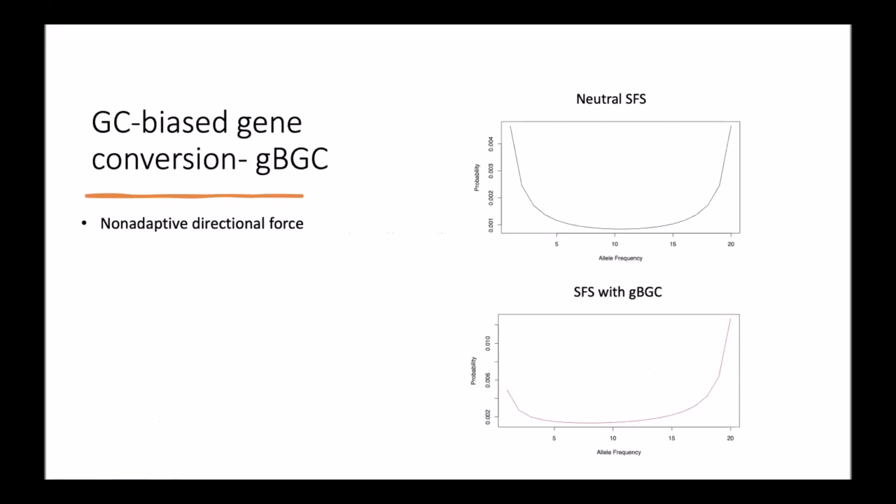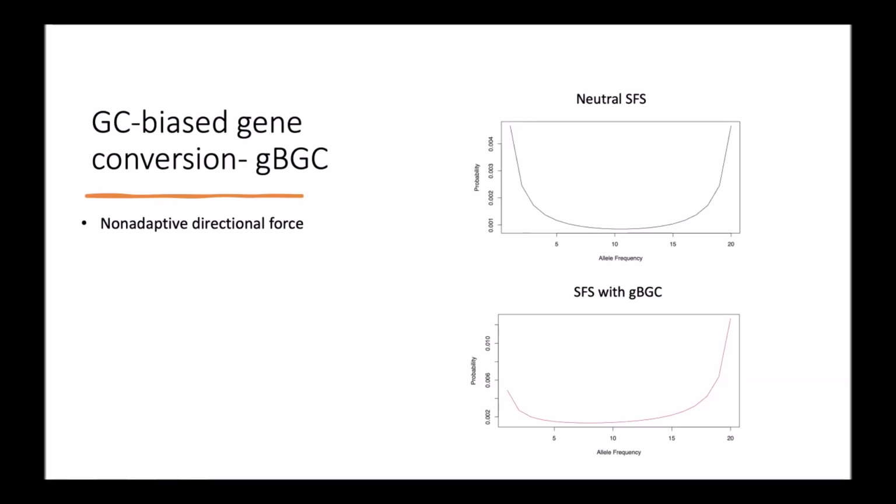As I said, this force has an impact on the population level. And as population geneticists, we refer to it as a non-adaptive directional force. It is directional because it can distort your natural site frequency spectrum like selection, and it is non-adaptive because it favors the GC alleles without an actual fitness consequence.